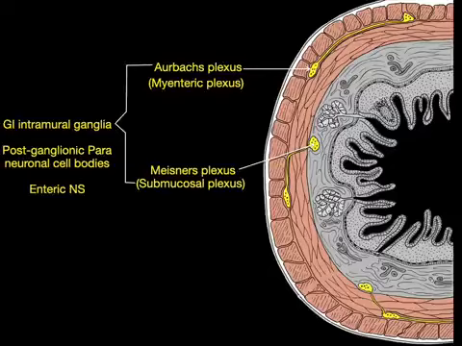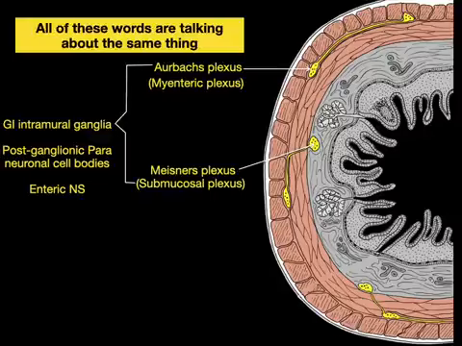But we have another name for it, which is just the enteric nervous system. All these words are talking about the same thing. The neuronal cell bodies that line the wall of the gut tube, either in the submucosal plexus or myenteric plexus, that help with its functioning. All of these are derived from neural crest cells. They're talking about the same thing. Yeah, thanks, anatomists. So let's talk about peristalsis.